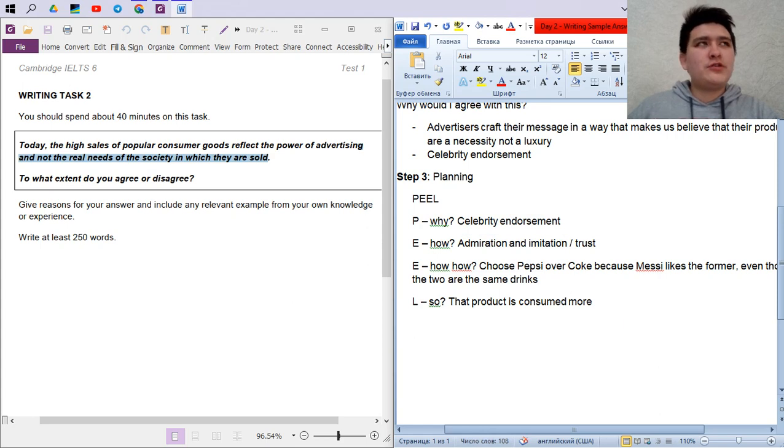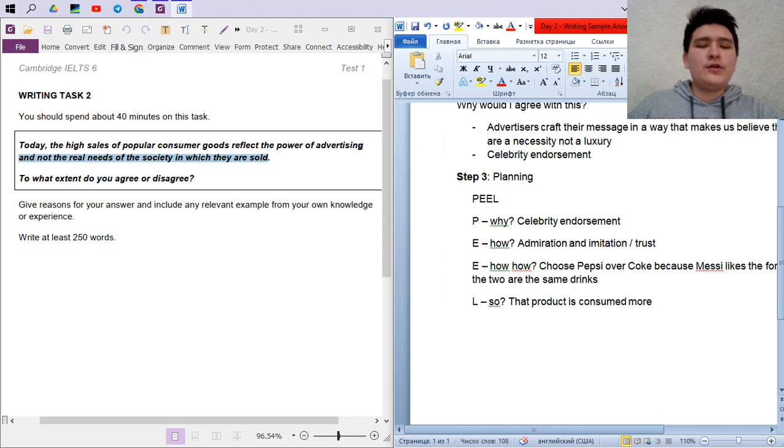So celebrity endorsement means the product will be consumed a lot more than it would if, let's say, there are no examples of Coke, for example, being endorsed by a celebrity. So that's what we could give, right? So yeah, again, our planning should be just brief, and then can be later extended when we move on to the writing process.